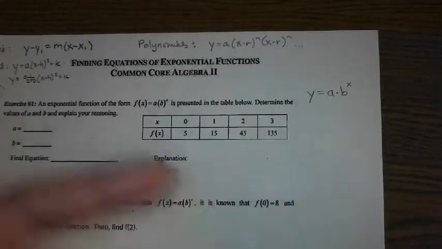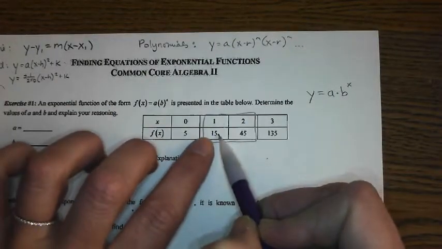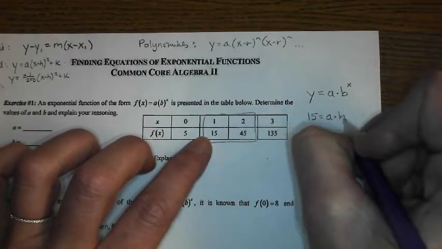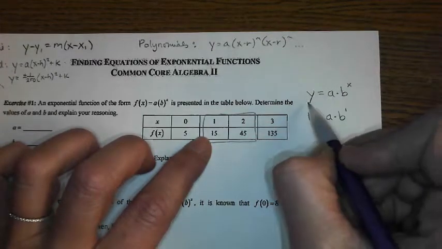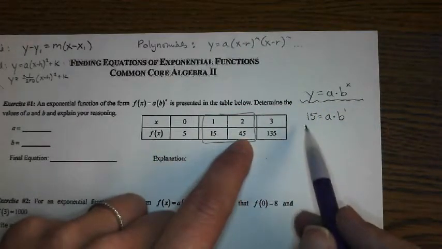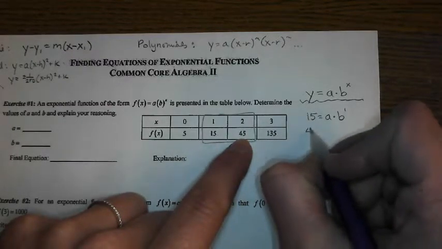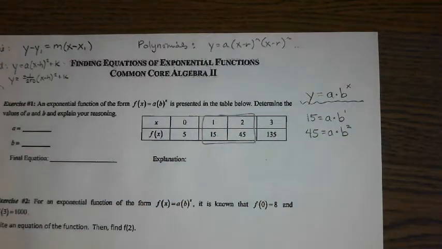So we're going to plug in, and let's pick any 2 points. I'll pick these two. (1, 15). So into my structure, I'm going to plug in 1 and 15 for x and y. And then again, I'm going to plug in a point, and I'm going to line it up right underneath it. I'm going to plug in 2 and 45 for x and y. And the goal here is what is a and what is b.